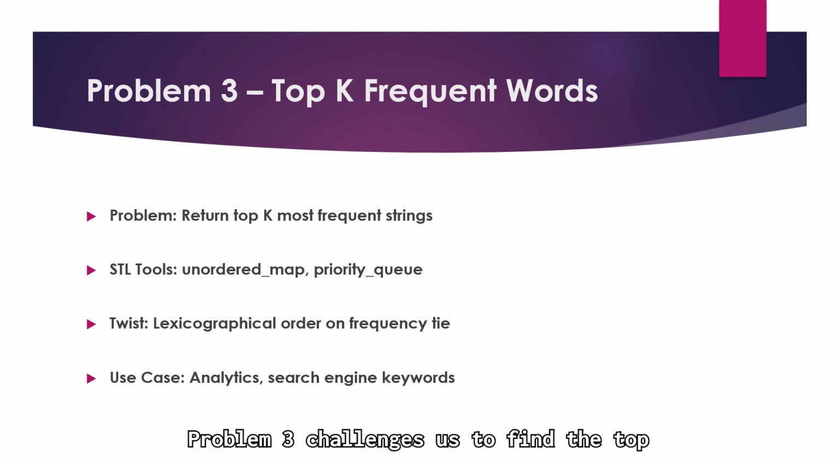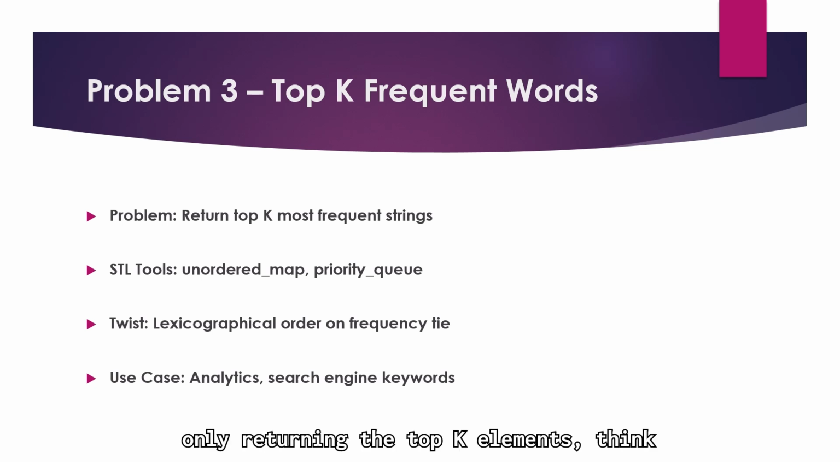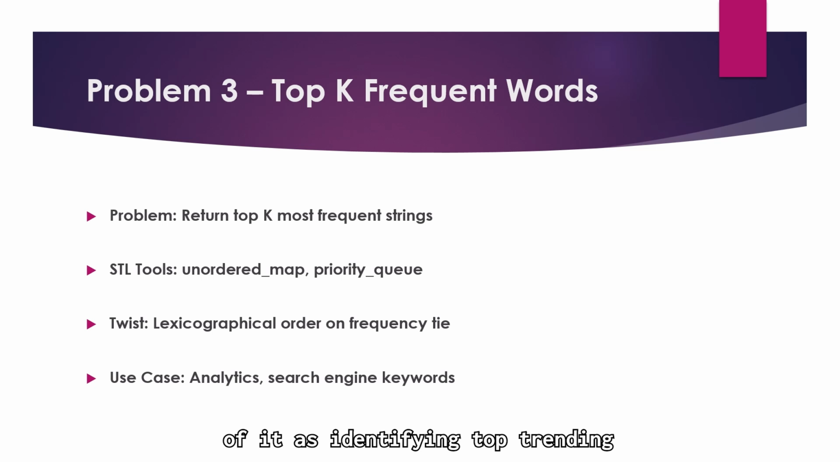Problem 3 challenges us to find the top k most frequent words from a list. This is a natural extension of the previous problem, but with the added complexity of only returning the top k elements. Think of it as identifying top trending keywords from a body of text.